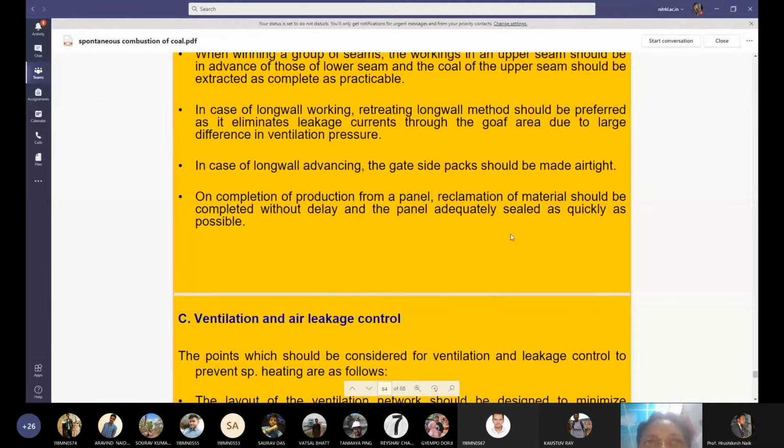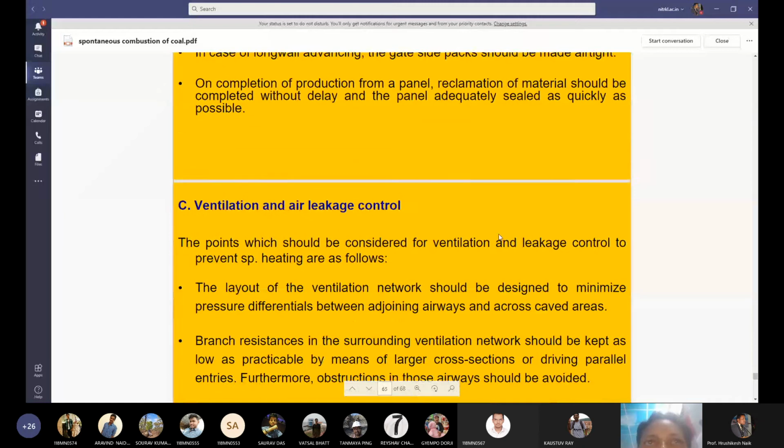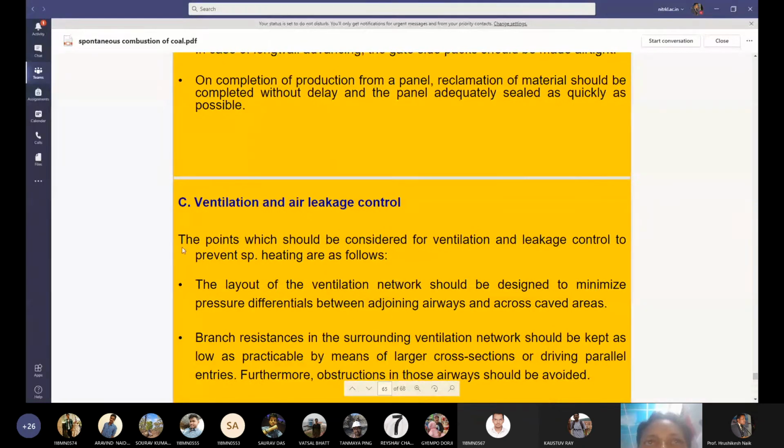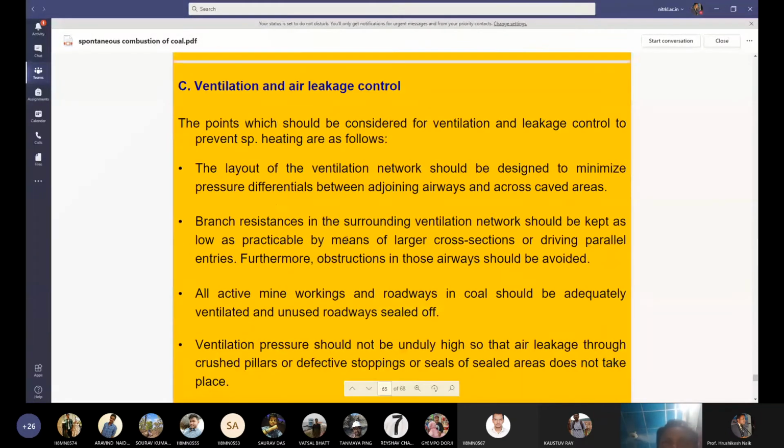The extraction should be completed without delay and the panel adequately sealed off, so that ventilation and air leakage do not occur. You should adopt ventilating doors and stoppings so that there will be no air leakage.